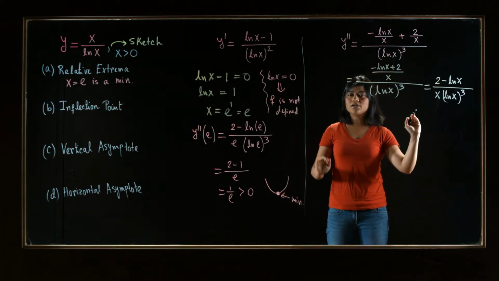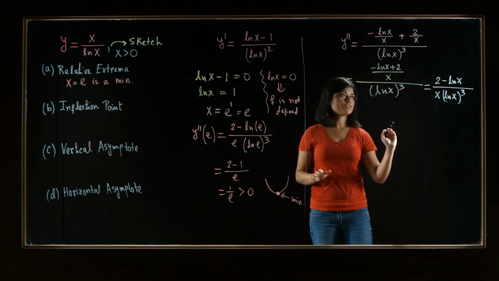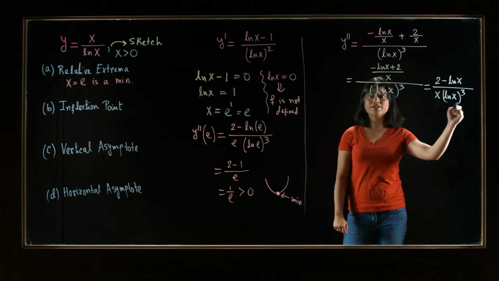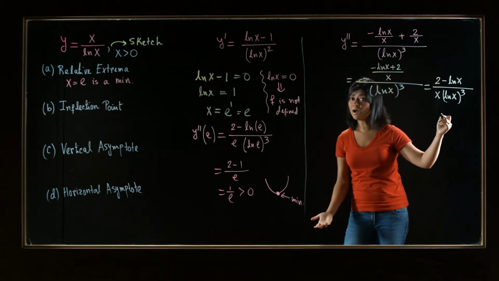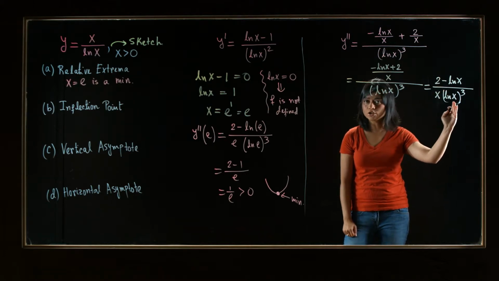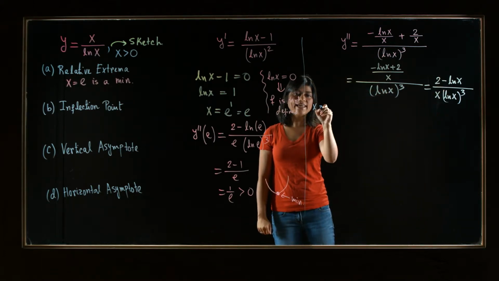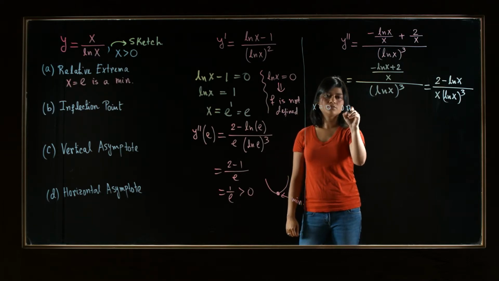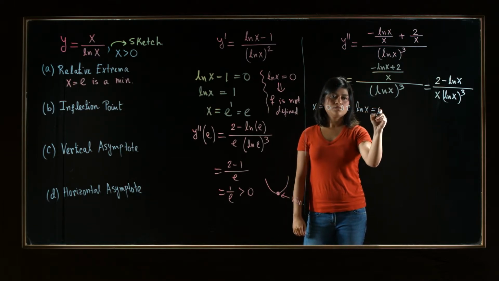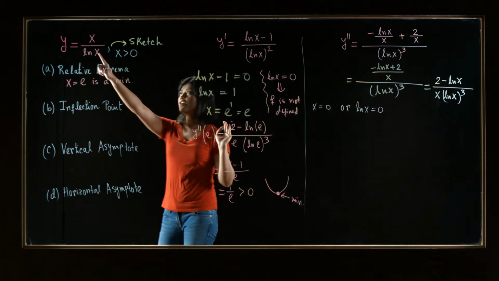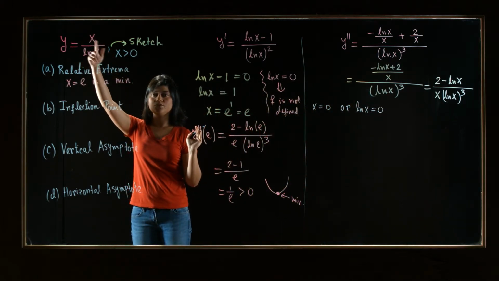Let's talk about the undefinedness first. When will the second derivative be undefined? If the denominator is 0. When will the denominator be 0? Look, there are two expressions. One is x, one is natural log of x. So it can be that x is 0 or natural log of x is 0. But for either of these situations, again, our function will not be defined at those values, right?